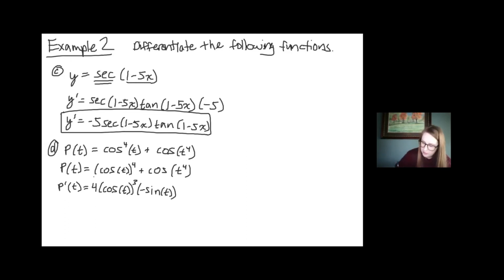Now we can take the derivative of the second term. So this time the outside function is cosine, and the inside function is t to the fourth. Okay, so the derivative of cosine is negative sine of t to the fourth. And we multiply that by the derivative of t to the fourth, which would be 4t cubed.